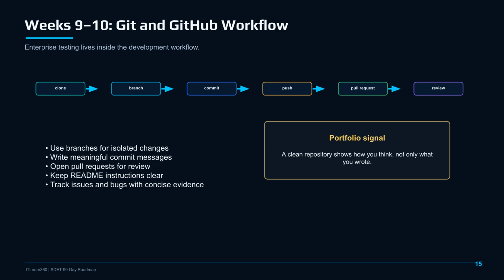Learn the basic workflow. Clone a repository, create a branch, commit changes, push the branch, open a pull request, and respond to review feedback. Write meaningful commit messages. Keep your README clean. Explain how to install dependencies, run tests, view reports, and understand the folder structure. This is also a portfolio signal. A clean repository shows how you think, not only what you wrote. Once your code is in GitHub, the next step is running it automatically through GitHub Actions.